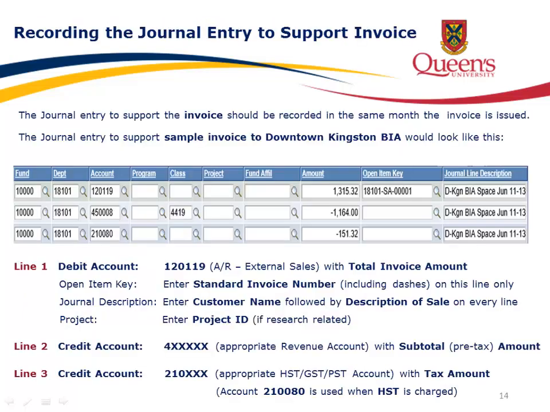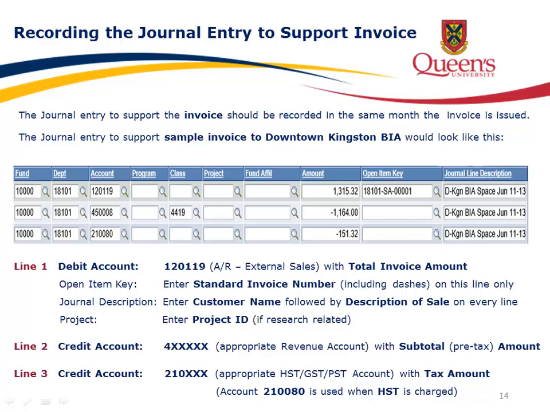Every invoice requires a supporting journal entry to record the sale. The journal entry to support the invoice should be recorded in the same month the invoice is issued. Departments are responsible to record these entries using the online journal entry system. Using our Downtown Business Association example, the journal entry to support the sample invoice would look like this.